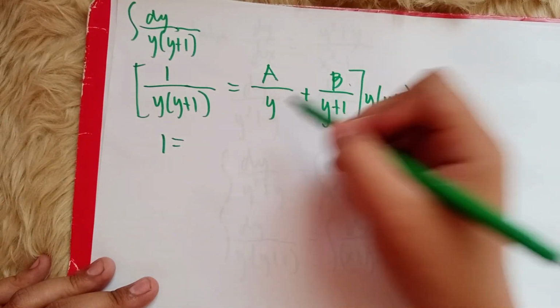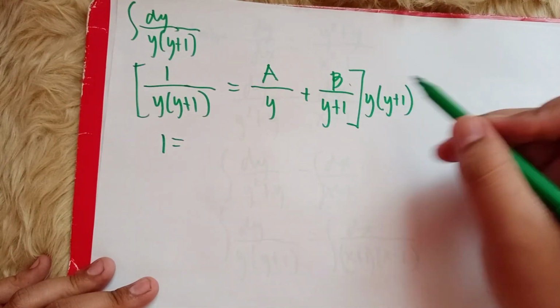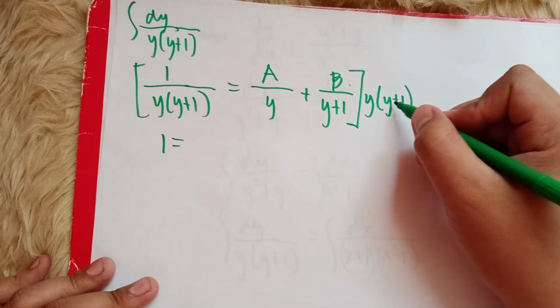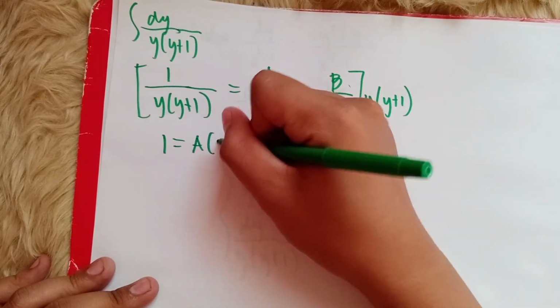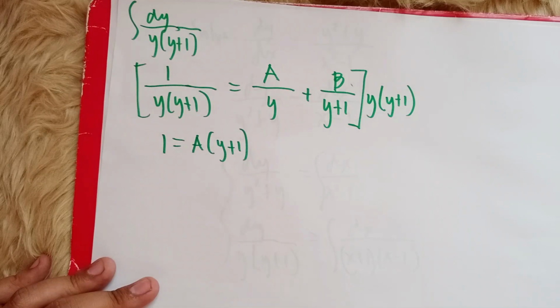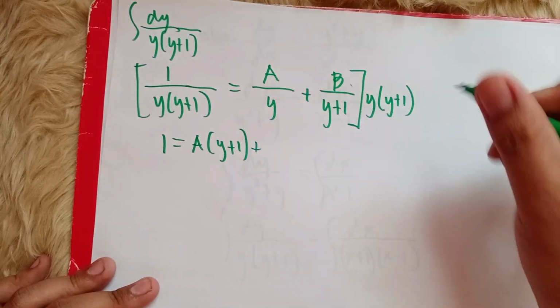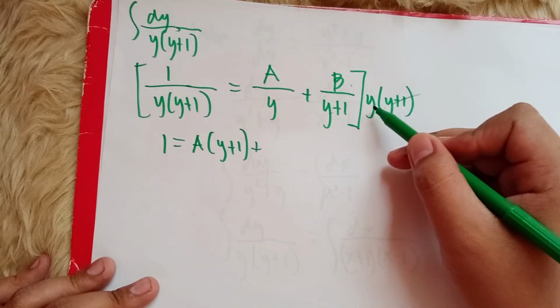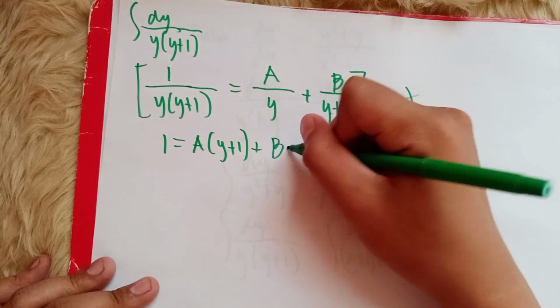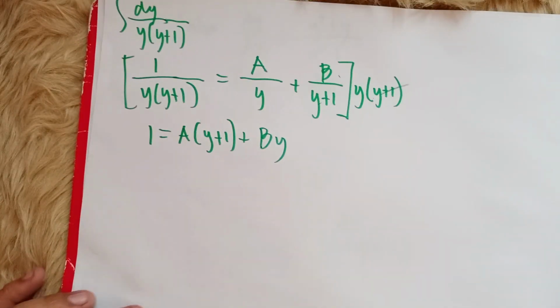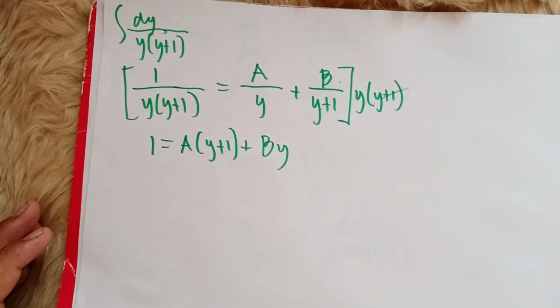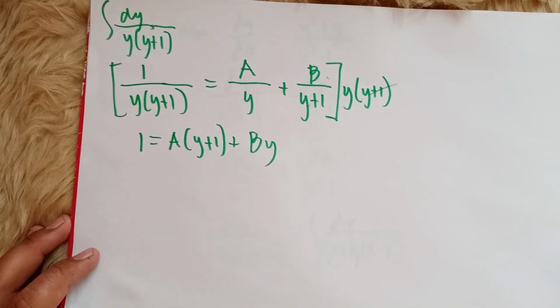A divided by y times y plus 1. So, cancel yung y. So, yung natira is y plus 1. So, a times y plus 1. Plus, makancel yung y plus 1. Y na lang yung tira. So, b times y. So, b, y. Okay, mga boss? So, next, kukunin natin yung value ng a at saka b.